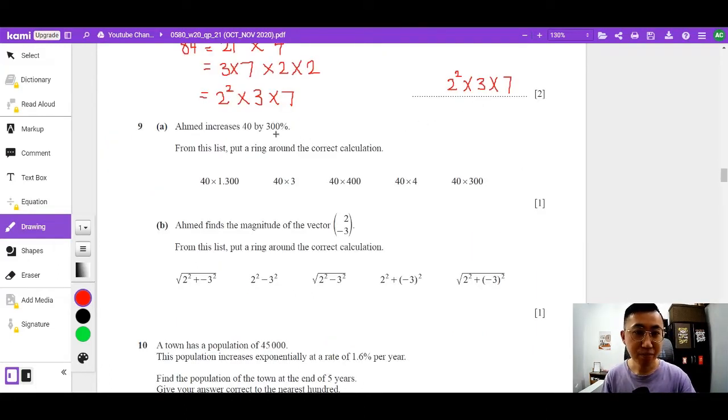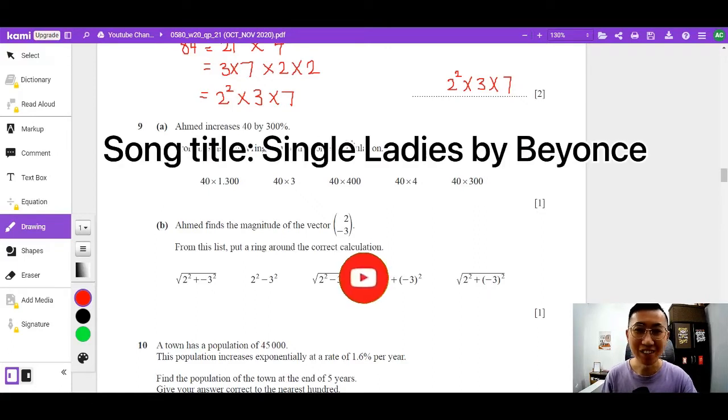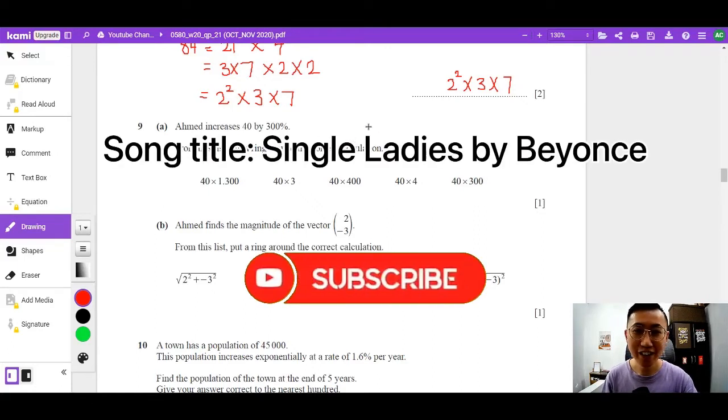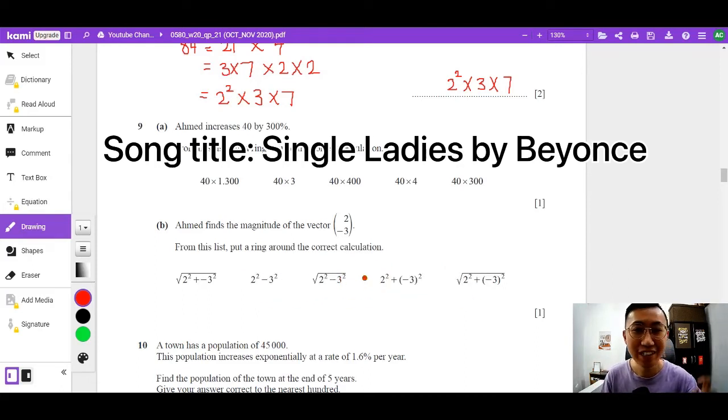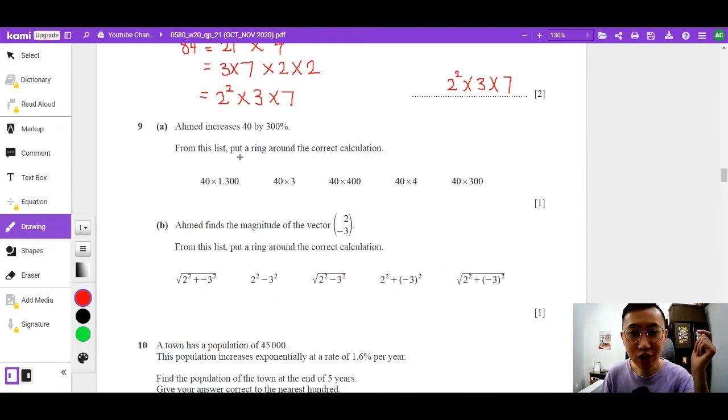Question 9. Ahmed increases 40 by 300%. From this list, put a ring around the correct calculation. Put a ring, okay, just like the Beyonce, right? If you like it, then you should have put a ring on it. Okay, seriously. Fellow Malaysians, if you are wondering what is the meaning of putting a ring, it is actually putting a circle, okay? So, just in case you do not understand this meaning, put a ring, okay?